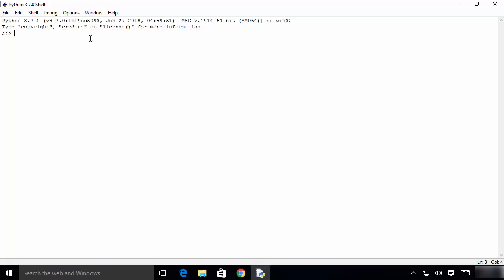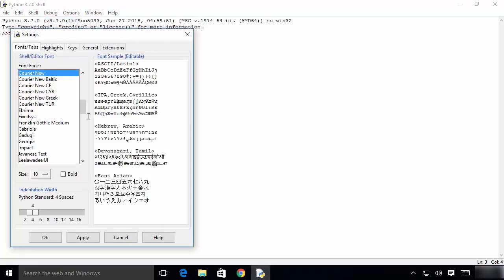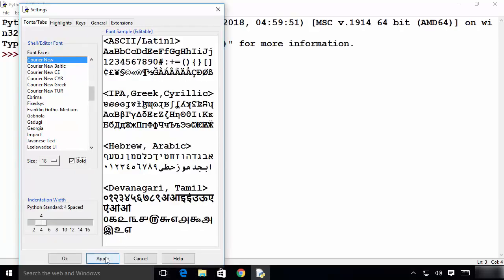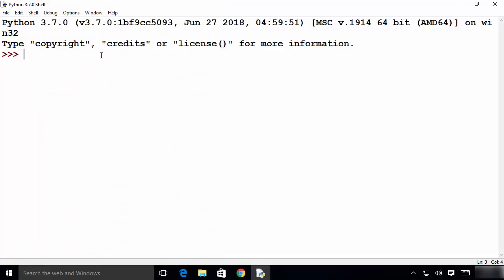The first thing I want to do here is increase the font size in the IDLE IDE, because this may not be visible to some of you. You can change the font size by just changing this number. I'm going to change it to, for example, 18 and bold, so we will be able to see our fonts in a better way. Now everything is set, so let's get started with the programming.